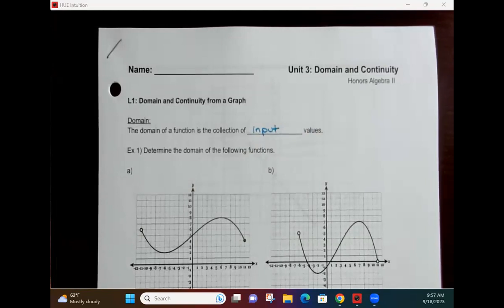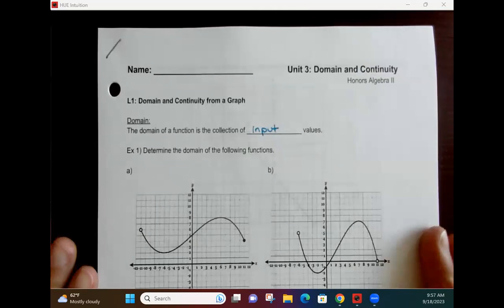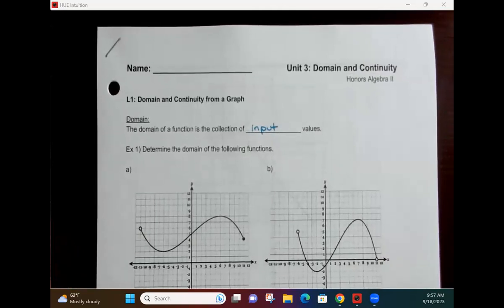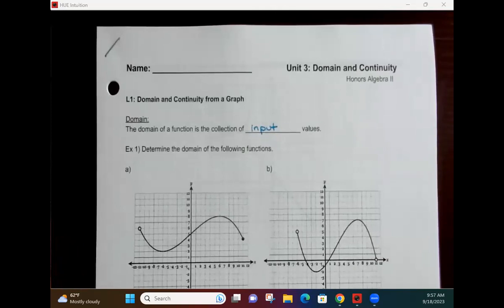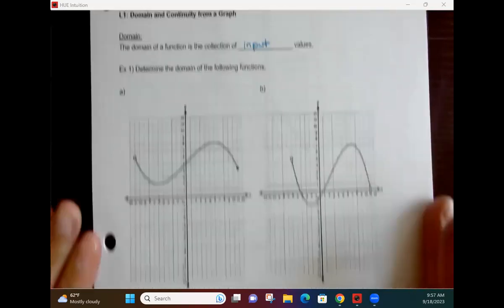And then when we talk about continuity, which we'll get to in a minute, we're talking about, is this function continuous, or are there places where my function is chugging along just fine and then something strange happens? Okay. But we're going to start with domain. And for today, we're going to focus on domain and continuity when I have the graph of a function. Later on, we'll talk about domain and continuity when I just have the function itself. But for today, we're going to work from the graph.